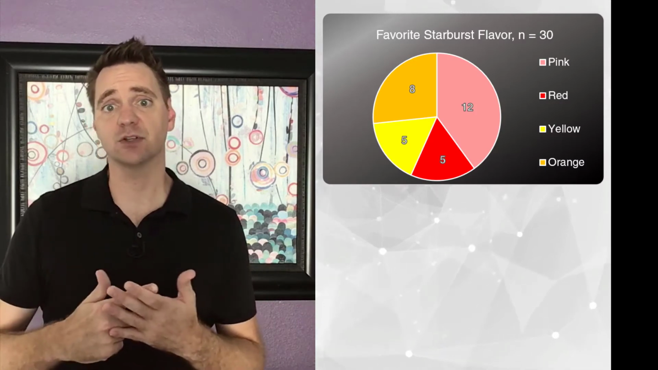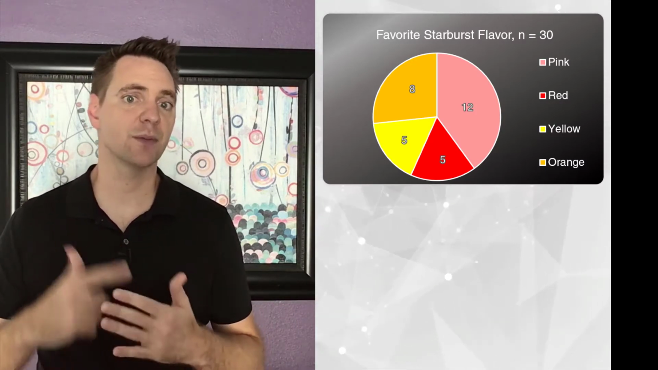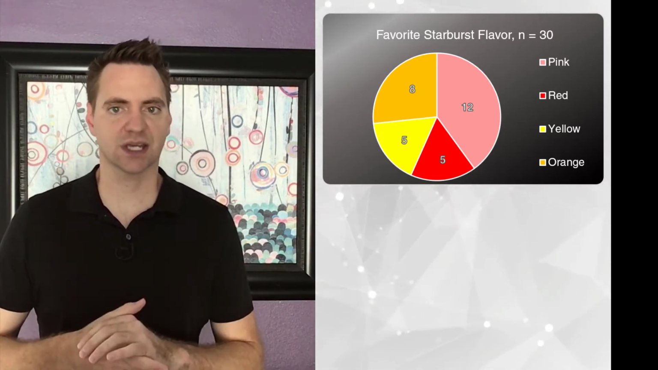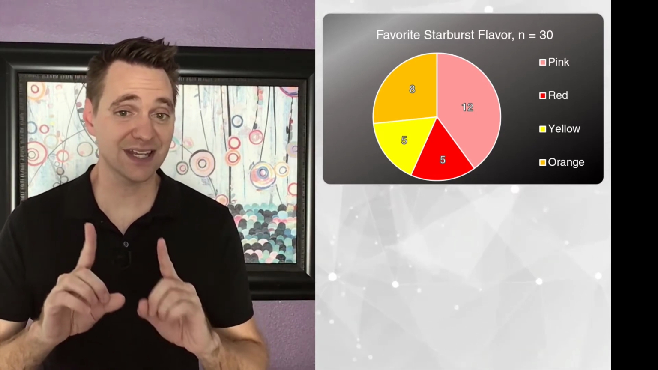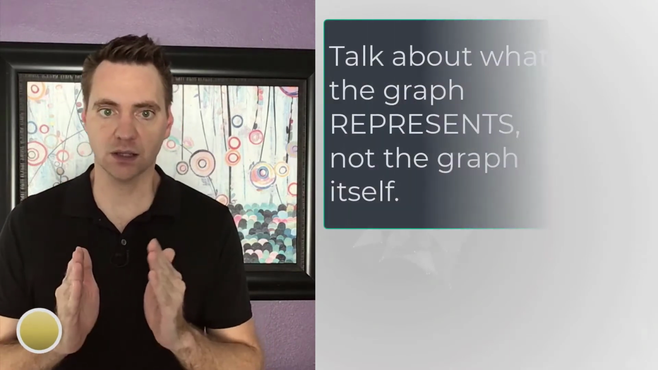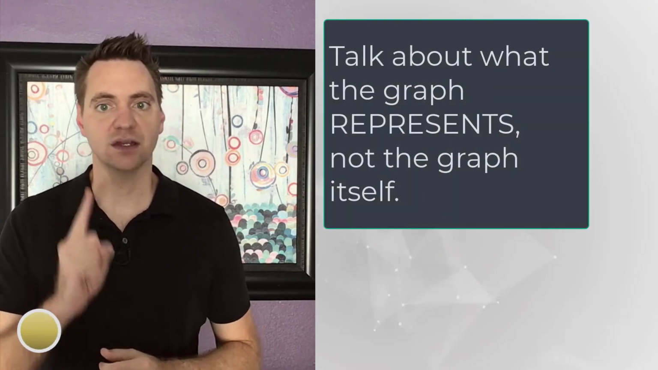Now, based on this pie chart, I might say that pink is the most popular flavor of Starburst and someone is about twice as likely to prefer it to yellow or red. Orange is the second most popular flavor. Notice I did not mention the word pie, piece, or wedge once in that description. So when I say describe a graph in context, I mean talk about what the graph represents, not the graph itself. Up next, we have our good old friend, the bar chart.